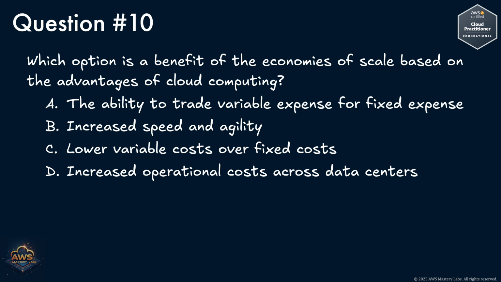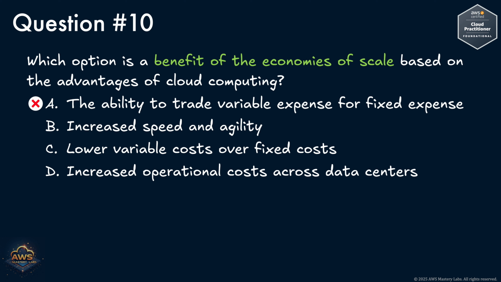Which option is a benefit of the economies of scale based on the advantages of cloud computing? Let us identify and interpret key phrases in the question that will help with answering it. This question asks about one of the fundamental financial advantages of cloud computing, specifically, economies of scale. This term refers to cost advantages that result when services are provided at larger volumes. The cloud allows providers like AWS to spread the cost of infrastructure across thousands or millions of customers, driving down the per-unit cost. So we're looking for the option that best reflects how the cloud reduces costs as usage increases, and how those savings are passed on to the customer.